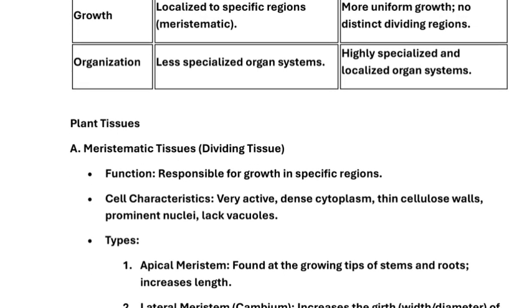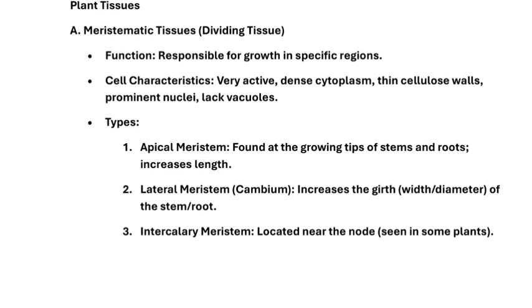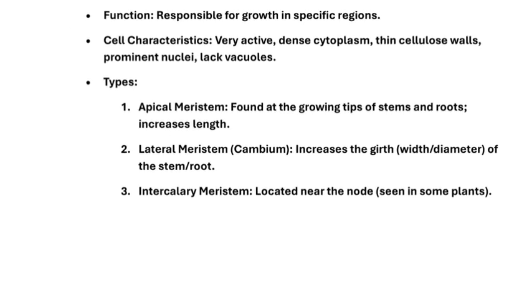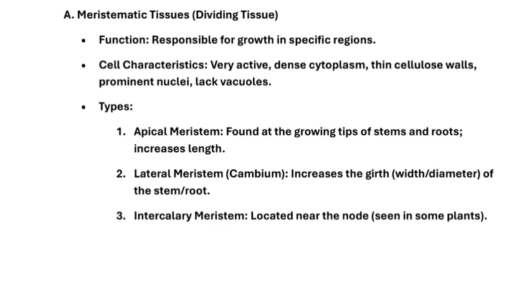Plant tissues. A. Meristematic tissues, dividing tissue. Function: responsible for growth in specific regions. Cell characteristics: very active, dense cytoplasm, thin cellulose walls, prominent nuclei, lack vacuoles. Types: 1. Apical meristem, found at the growing tips of stems and roots, increases length.